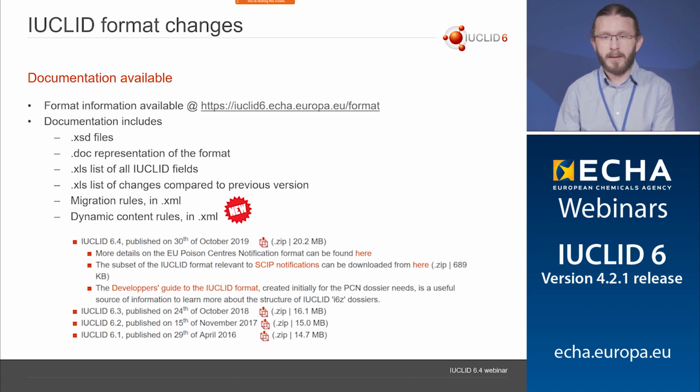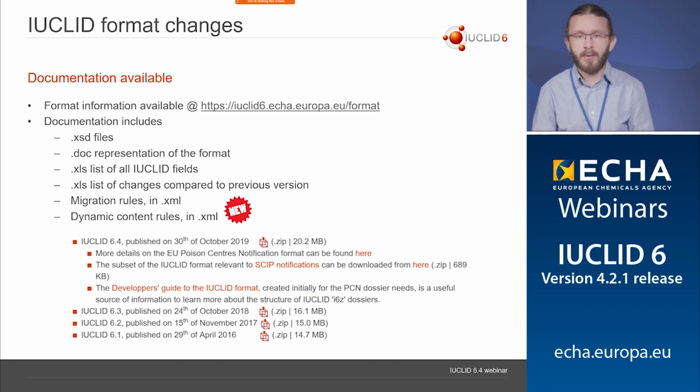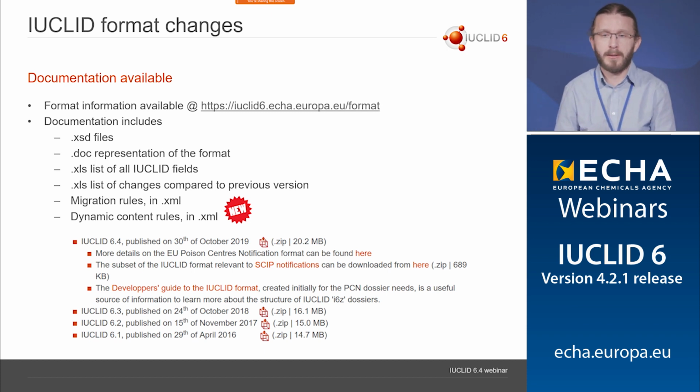We have an Excel file containing all the Euclid fields. And we also have an Excel file listing all the changes that were made in Euclid 6.4 in comparison with Euclid 6.3. So once you have the presentation of this webinar, you can go through the high-level list of changes, and for more details, open this Excel file to see what exactly has changed in each document.